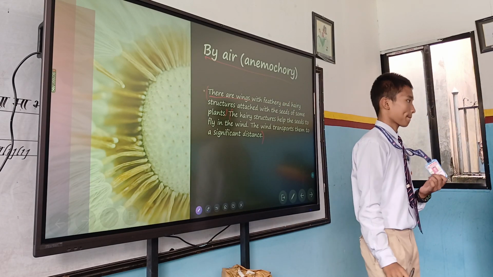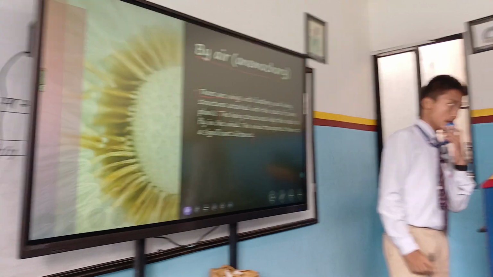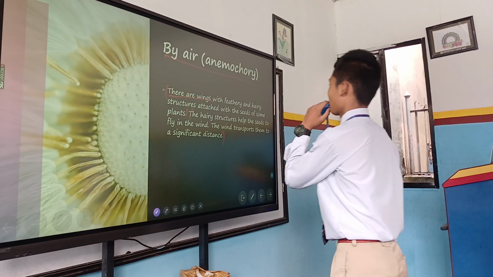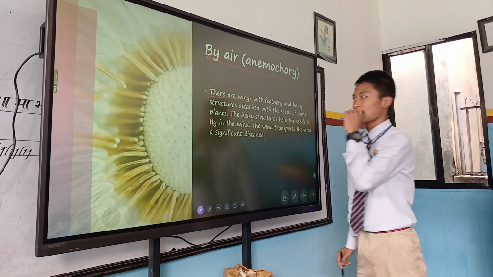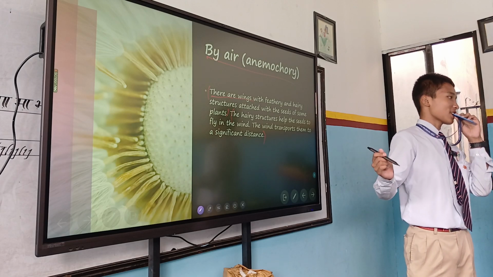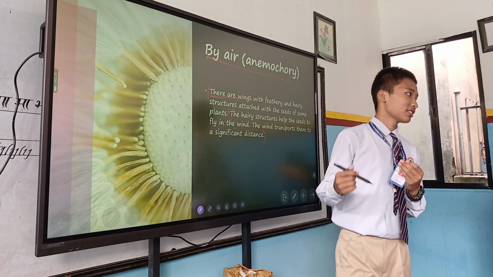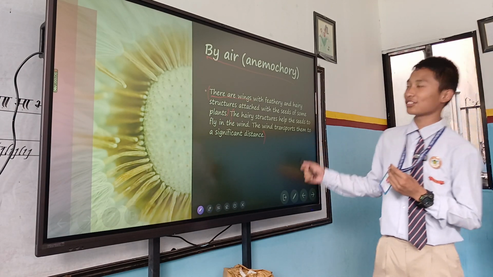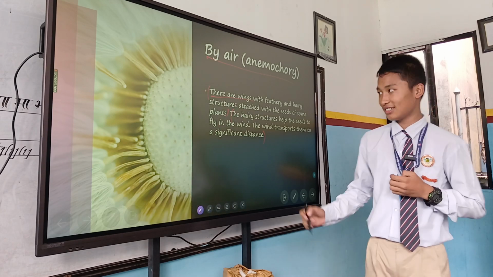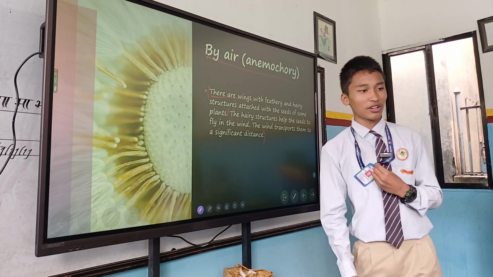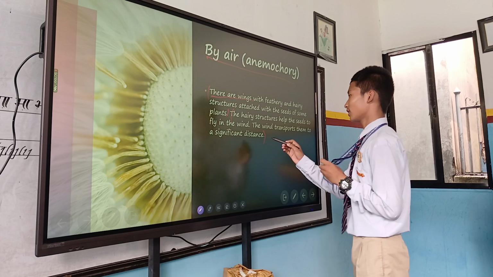What? So there is no explanation of how the hairy substance and wings are formed on the seeds. So please, I do not have the authority to show you.